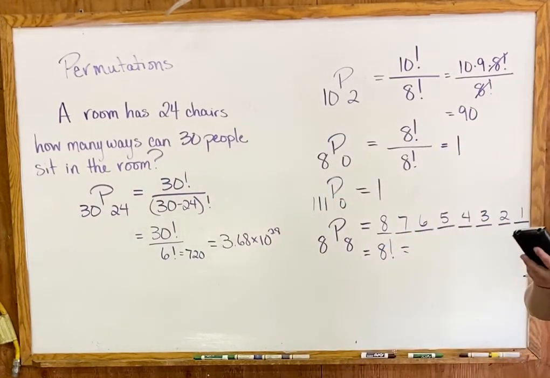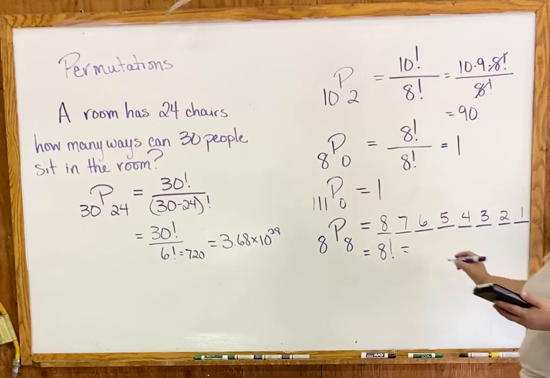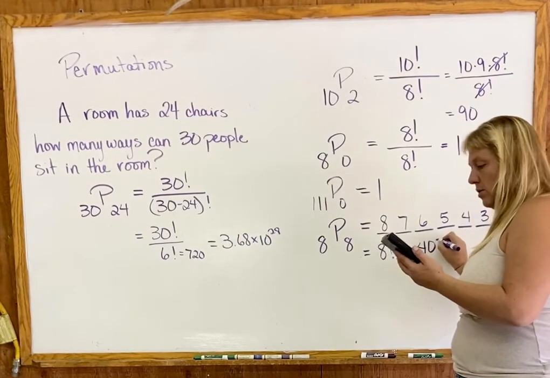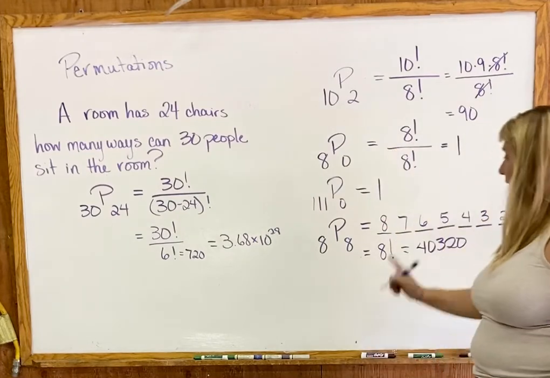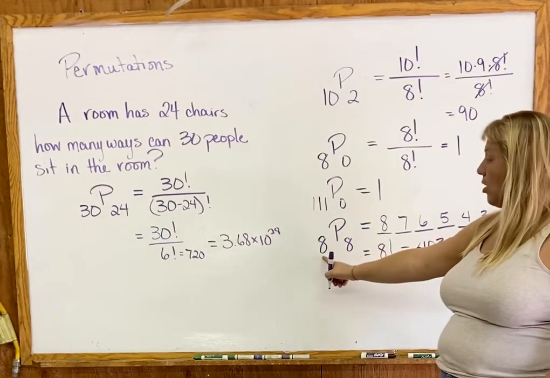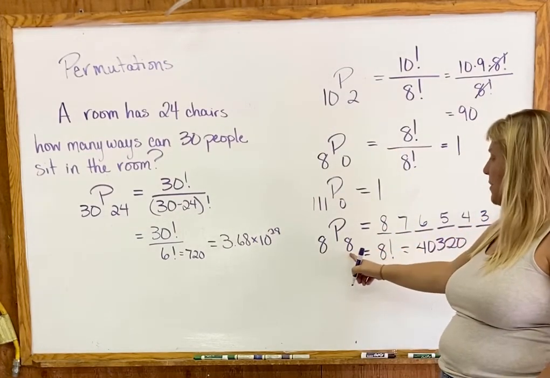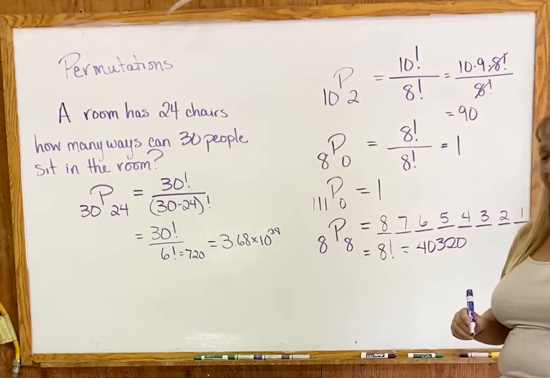And I can't remember what 8 factorial is, and that's why I have my calculator. Math. Oops, I hit the wrong button. Which is 40,320. Okay, so we know that if you're going to take 8 people and you're going to permute them all, that's basically the same thing as saying 8 factorial.